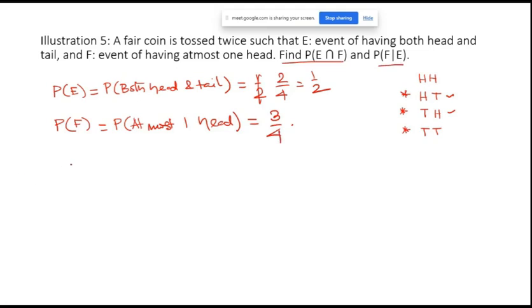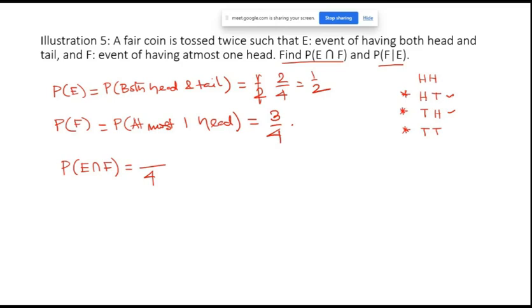Now in that case, what happens? Let us first find the probability of E intersection F. That means from this case, you have to find out E intersection F. Total number of cases are 4, so let me write this 4 in the denominator. How many of them satisfy both? That means both head and tail are there, and at most one head is also there. Out of these, how many are enjoying both marks? That is, the tick mark is also there, the star mark is also there.